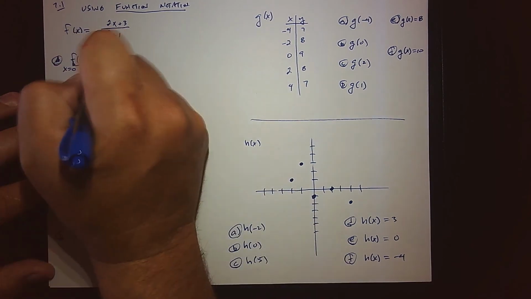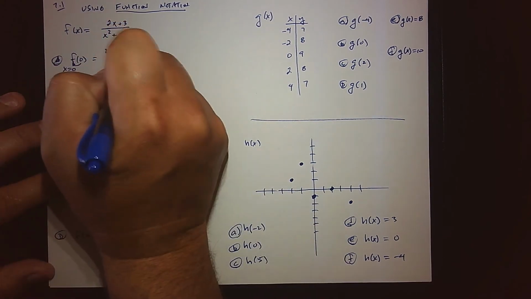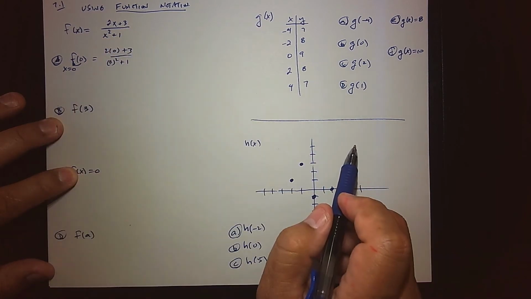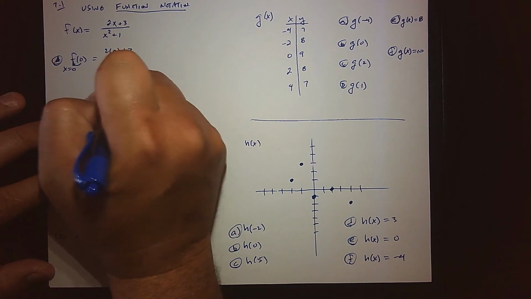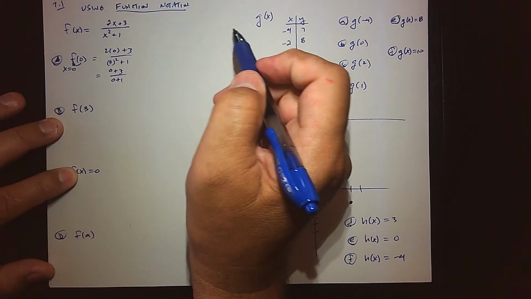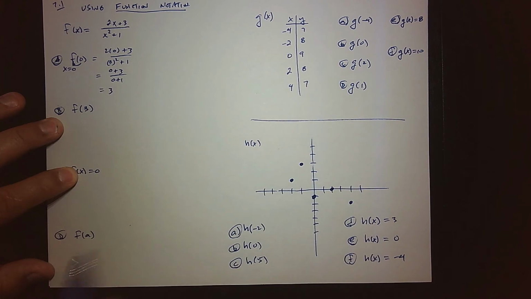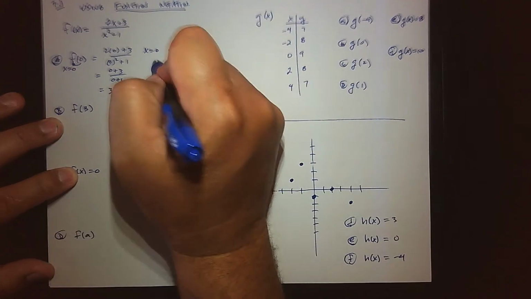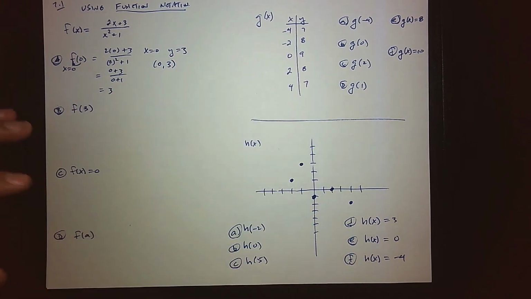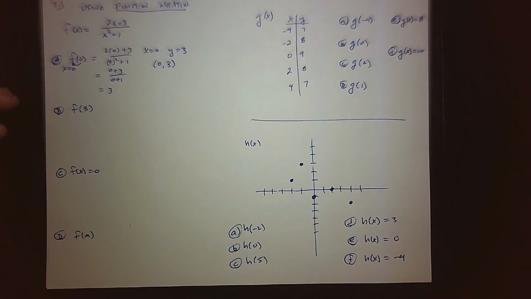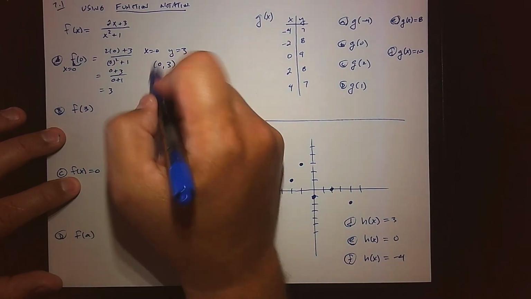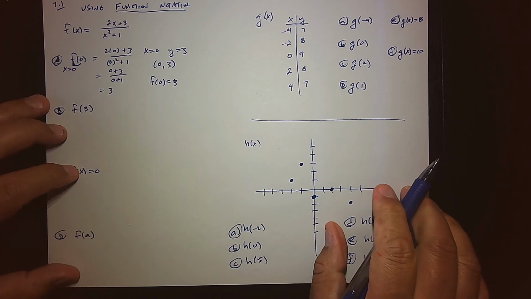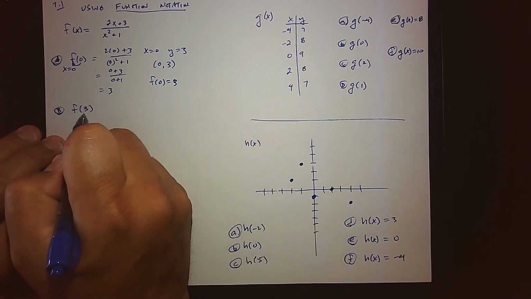All right? And so going to my f function, we're going to replace all my x's with 0. So doing the top, we get 0 plus 3. On the bottom, we get 0 plus 1. And so it looks like we get 3 out of that. So again, we're saying when x is 0, y is 3. We have the ordered pair (0, 3). All right? And what we also have is f of 0 equals 3. Okay? So lots of ways to answer that question.